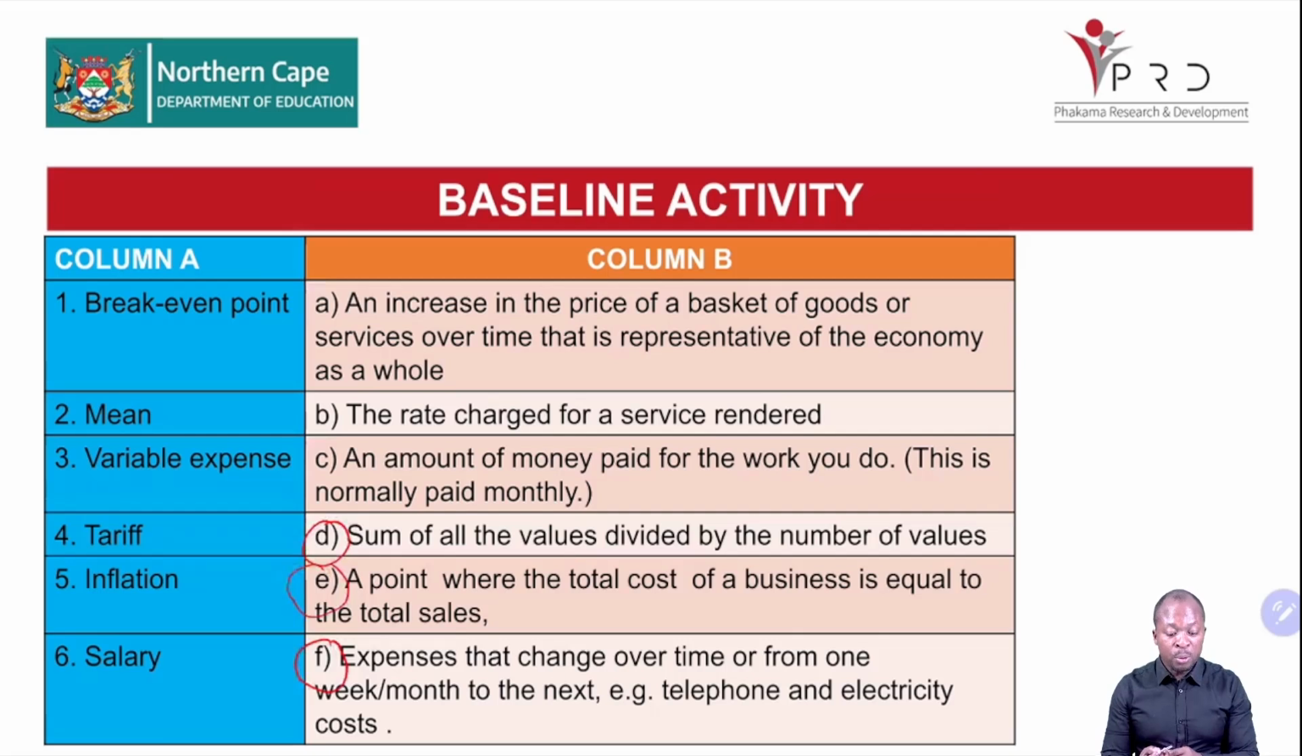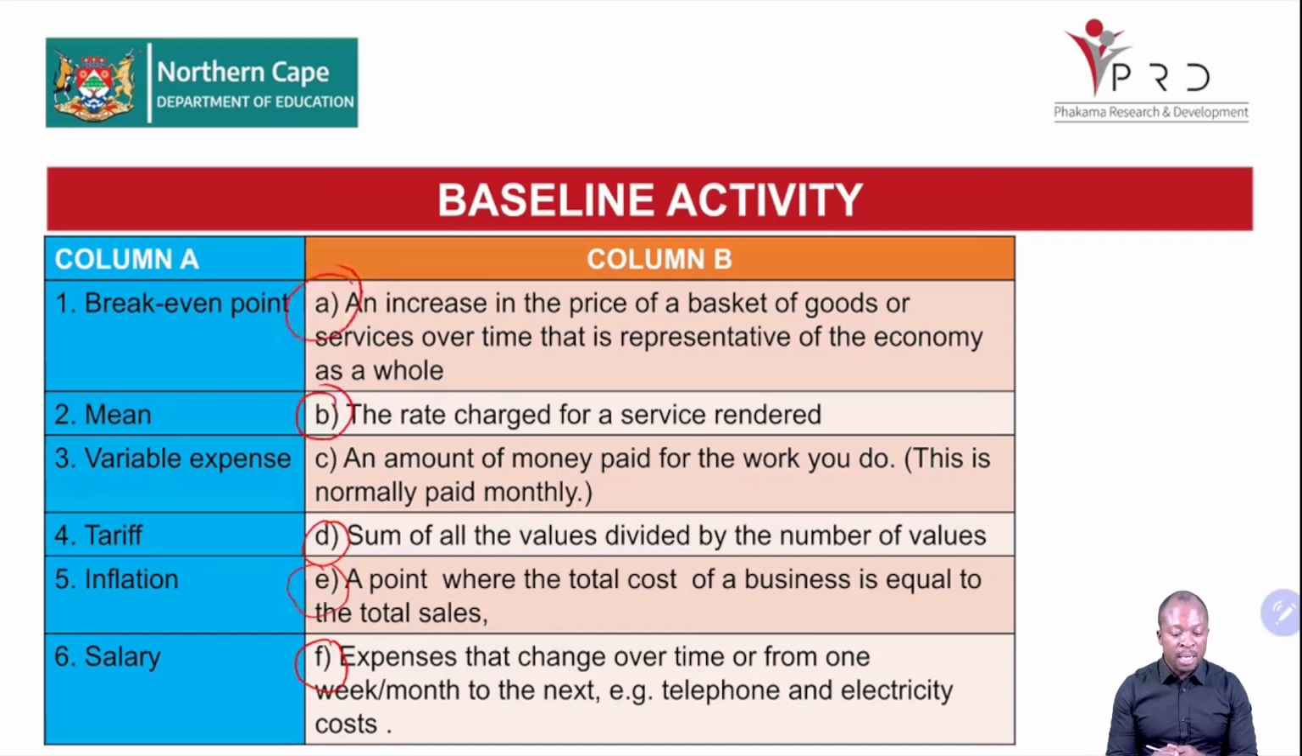Then we go to tariff. When you say tariff, what is it? We are talking of the rate B charged for a service rendered. We are doing these ones because we know in our examinations, they usually ask you to explain or define some of them. Let's talk of inflation then. When we talk of inflation, what is it? Inflation is an increase in the price of a basket of goods or services over time. That's what you call inflation.